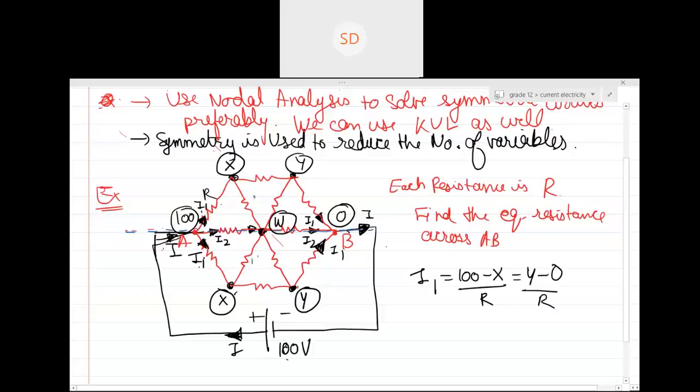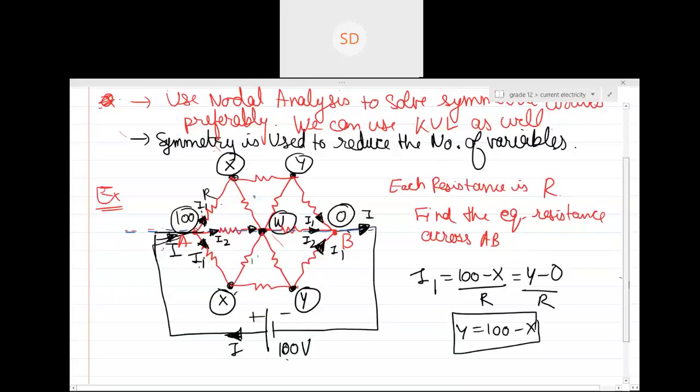Using the second concept of symmetry, I am giving a relation between x and y. Can you see from here that y is basically equal to 100 minus x? Now how many variables did this get reduced to? Only two variables, right? Now you just need to find out x and w.